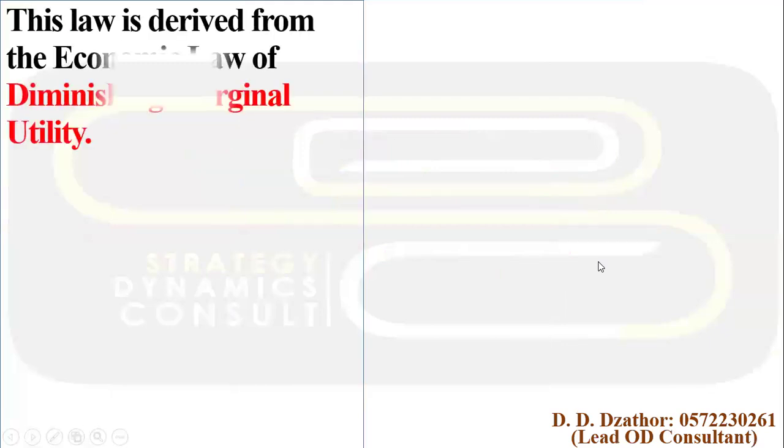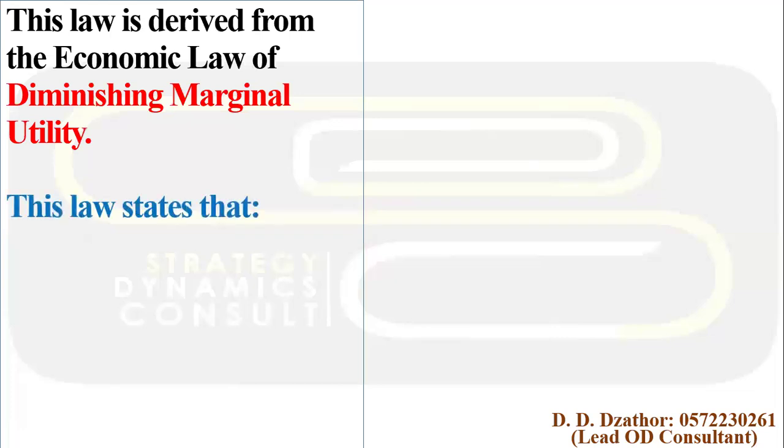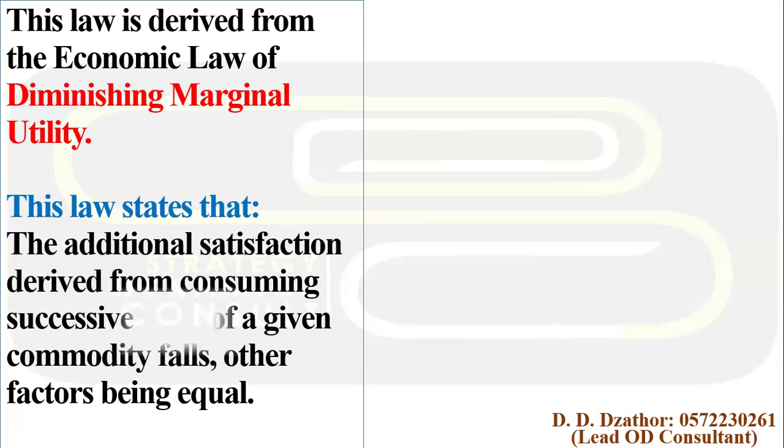Now, this law is derived from the economic concept, the law of diminishing marginal utility. The law of diminishing marginal utility explains that the additional satisfaction that one derives from consuming successive units of a given commodity falls, declines, reduces, other things held constant.